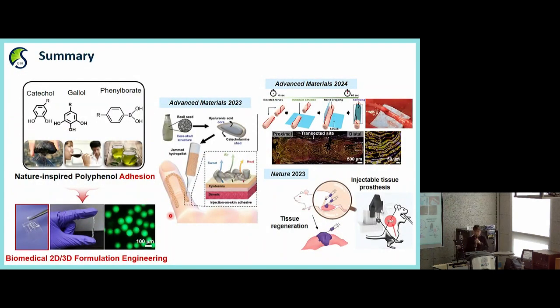Okay, so in summary, we are using adhesive moieties, catechol like polyphenol and phenylborate molecules, conjugated to natural polymers. Using those adhesive polymers, we can make conductive and injectable hydrogels like in these 2 studies, and then we also use that material as a coating material for the patch and electronics for peripheral nerve repair.